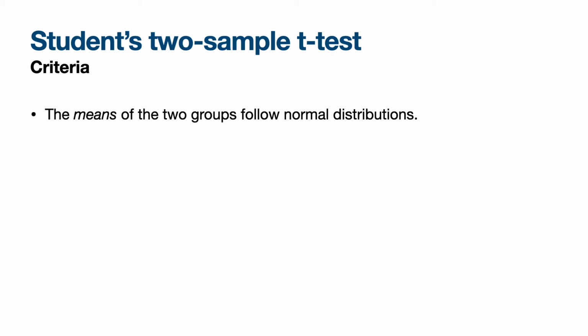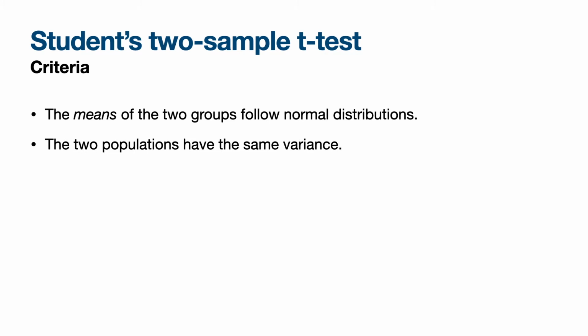First, the means of the two populations follow normal distributions. Note that it does not mean that your beliefs have a normal distribution. Rather, if you were to sample 1,000 more groups with the same sample size, those 1,000 means would follow a normal distribution. This is almost always true thanks to the central limit theorem.